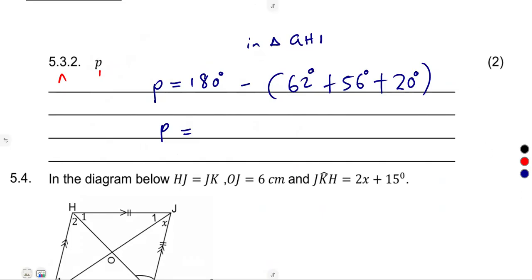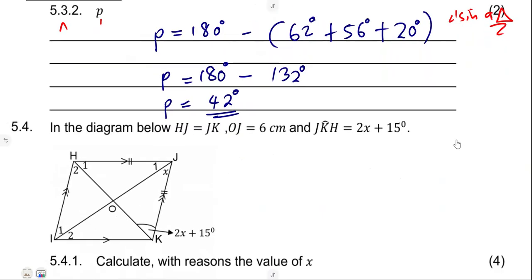These are angles in a triangle. So to find angle P, it is going to be 180 degrees minus everything that you are given there. That gives us 132 degrees. So 180 minus 132 is 42 degrees. So that was it for our angle P.